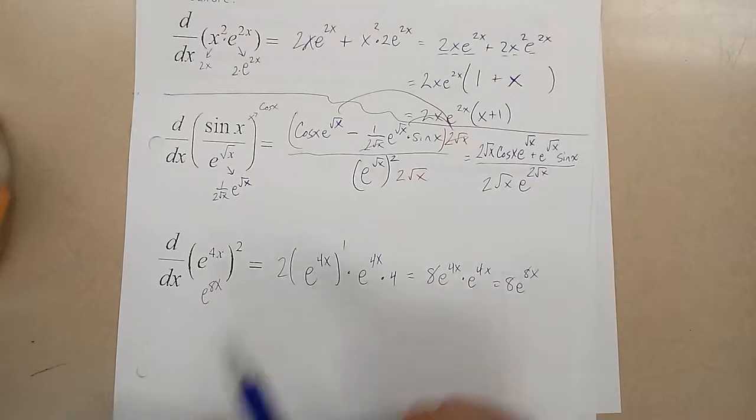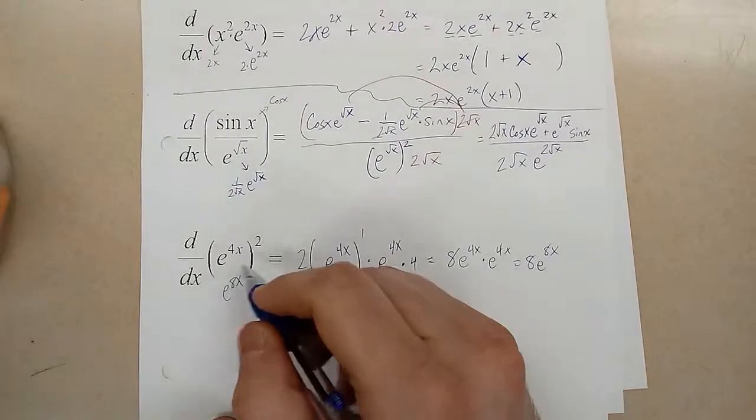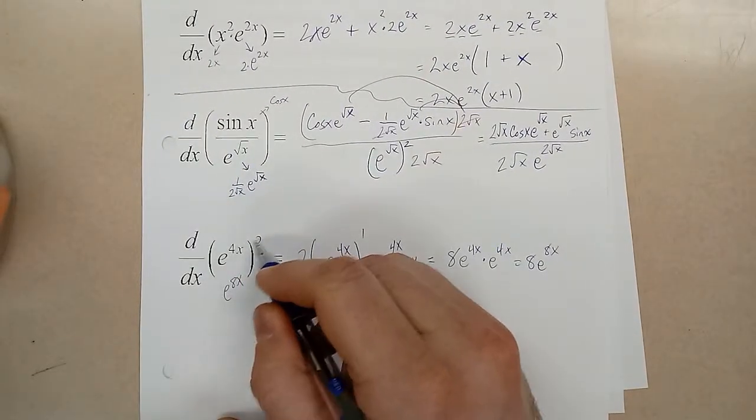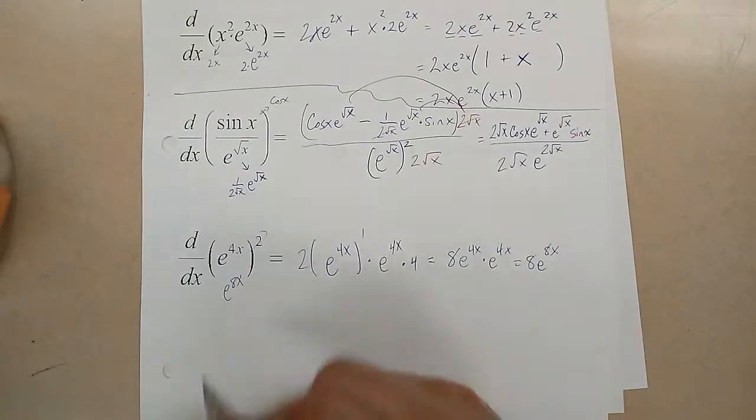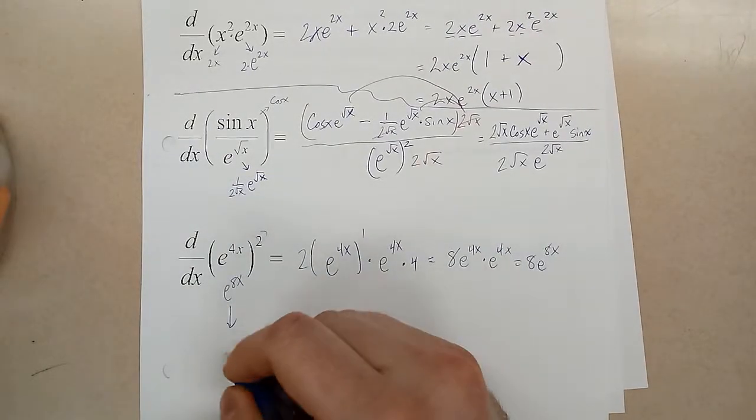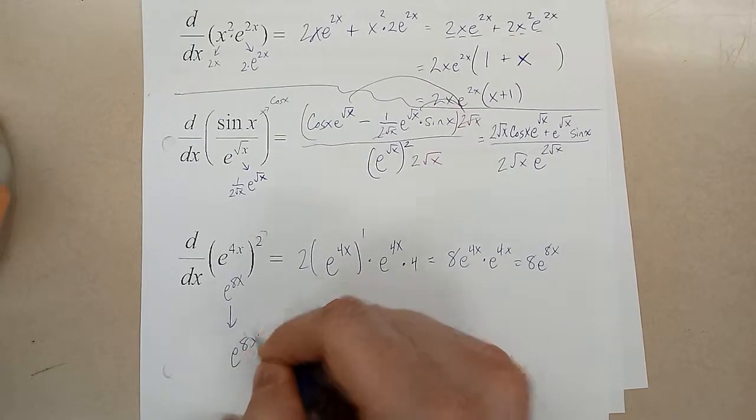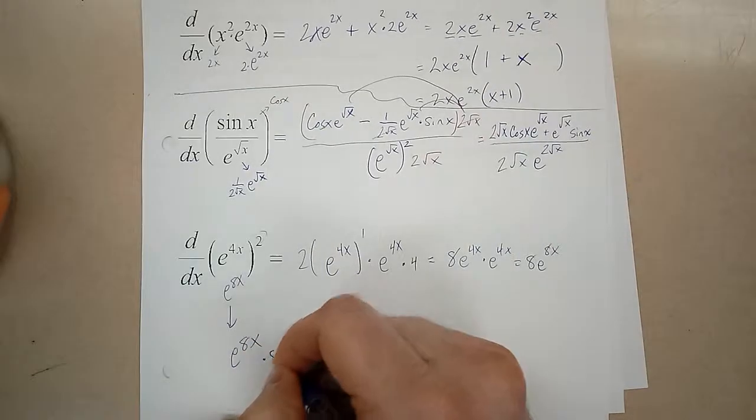So, again, lots of chains and it works. You could also, like I said, multiply these 2 exponents and get e to the 8x and take that derivative instead, which would just be e to the 8x times the derivative of the inside.